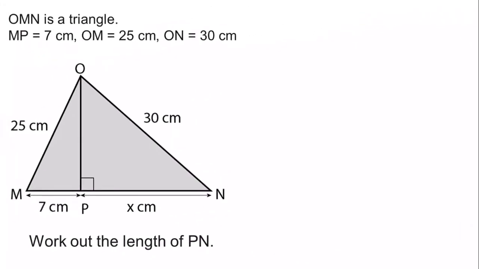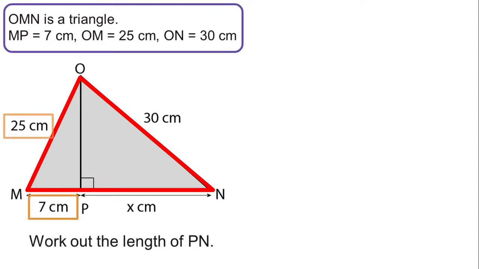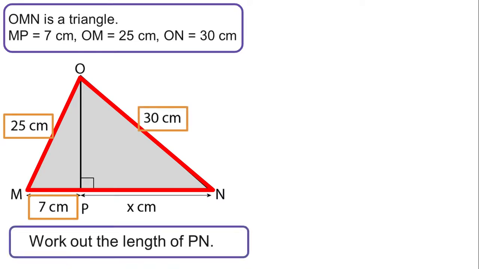Today's question is: OMN is a triangle. You can see right here, OMN is a big triangle where MP is equal to 7 centimeters, OM is 25 centimeters, ON is 30 centimeters, and the question says work out the length of PN. And PN, as you can see, is x centimeters.